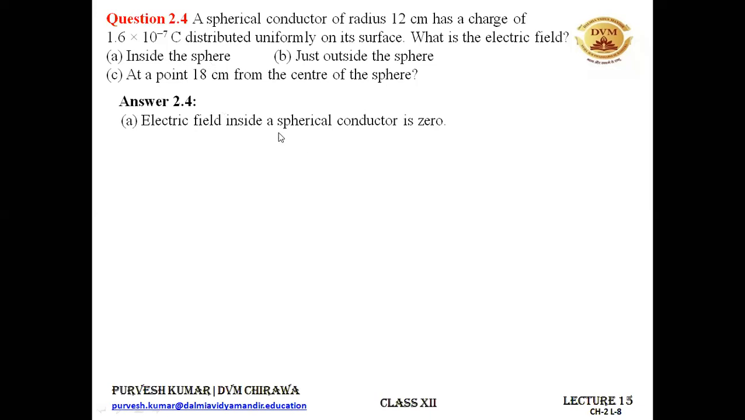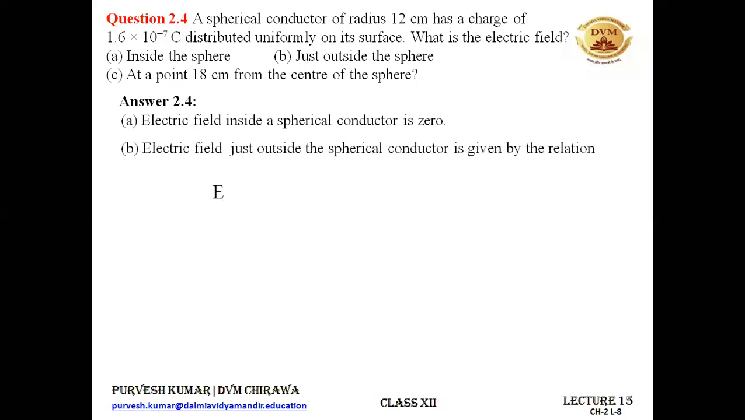The first part, we can answer it in this manner by the knowledge of the behavior of the conductor when they are placed in an external electric field. We need to find the electric field in part B just outside the sphere. So it is given by the formula kq upon r square, where r is the radius of the sphere. So just put the values.